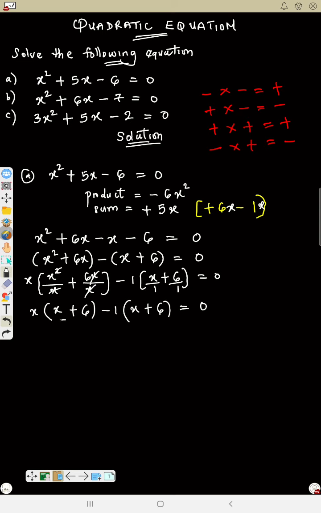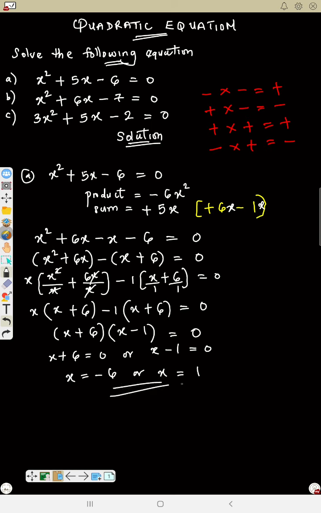Now what do you notice? You can see that s plus 6 is common as usual. So now take 1 out of the 2, s plus 6. Now the outside one is s minus 1, equal to 0. So for this to be equal to 0, either s plus 6 should be equal to 0, or x minus 1 should be equal to 0. So from here we can say s is equal to minus 6 or s is equal to 1, and that is the answer, based on what we have done before.